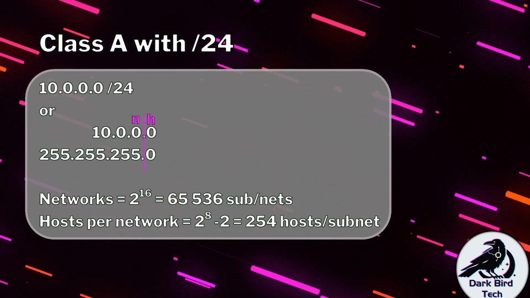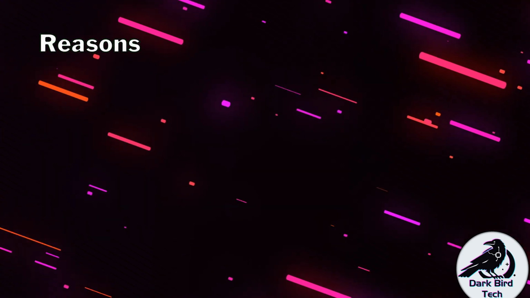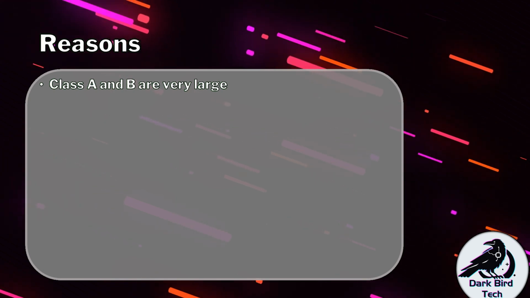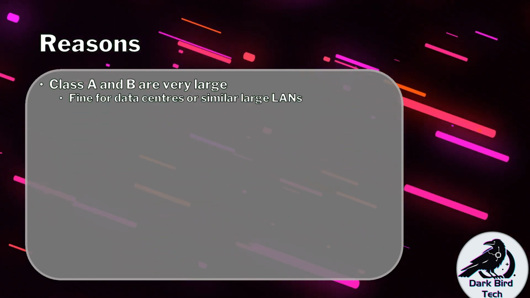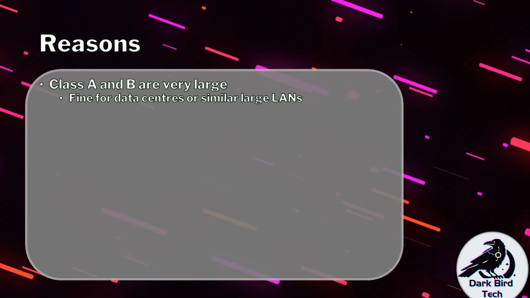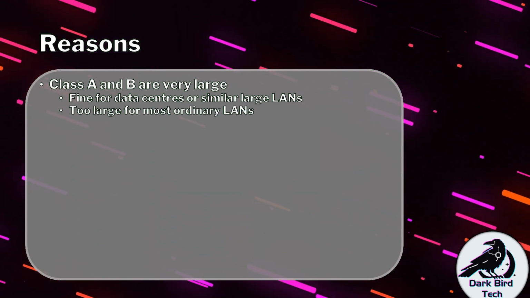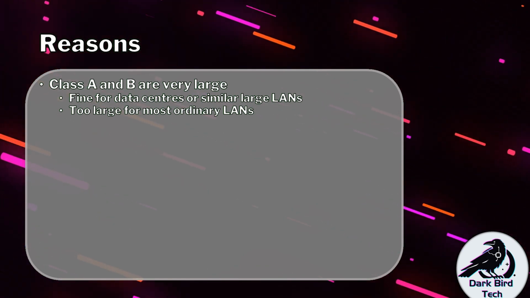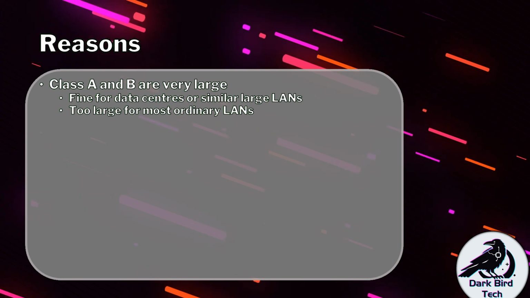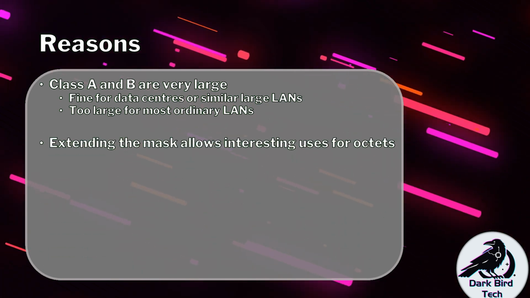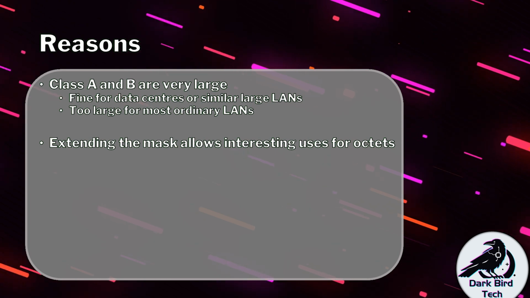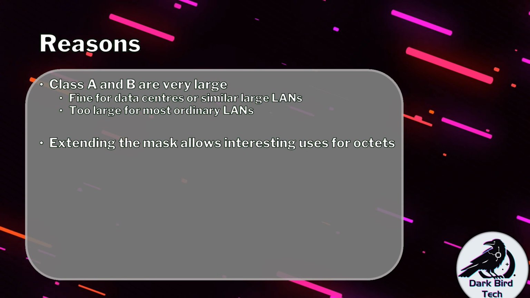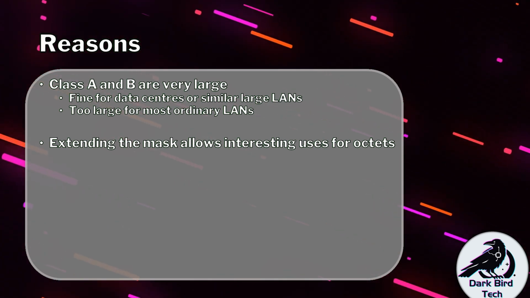That's great. Now, the reasons why this is done is Class A and Class B are really, really large. And that's fine for some environments like data centers or similarly large LAN networks. But it's generally too large for most ordinary networks that you'd find in the average office building, the average school, the average library, whatever. So by extending the subnet mask into the 2nd and the 3rd octet and making it like a Class C, we are now able to use the 2nd and 3rd octets for very interesting things.